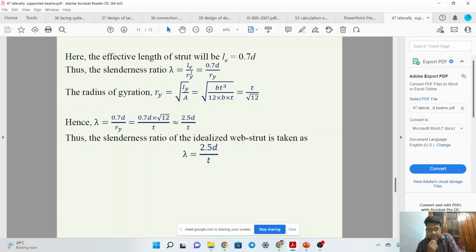Actually, the radius of gyration is the square root of I upon A. So this radius of gyration is for the lateral section. Okay, yes. So here sir has used not the lateral dimension, but for the length of the column, the length of the web he has used, for which IY is for the web of the column.